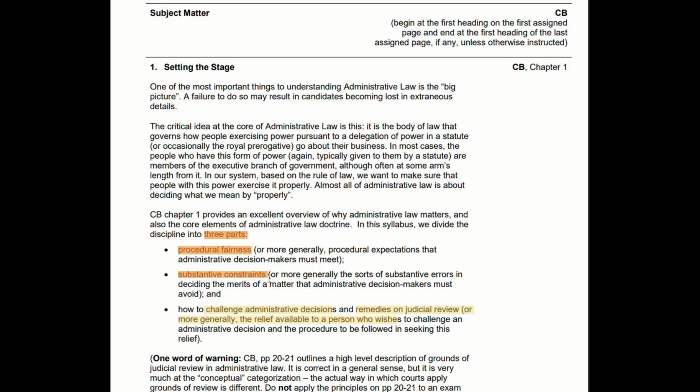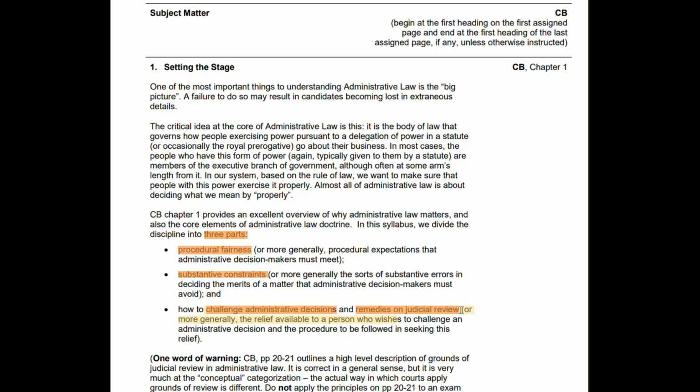Now, the next and the last area is about judicial review, that is challenging the administrative decisions plus the remedies on judicial review, or what relief is available to a person. So this area stresses the remedial framework, basically governing how the superior courts at both federal and provincial levels exercise their powers of judicial review. And if judicial review is available, what is the appropriate approach to the review? And then what remedy, if any, should be followed?